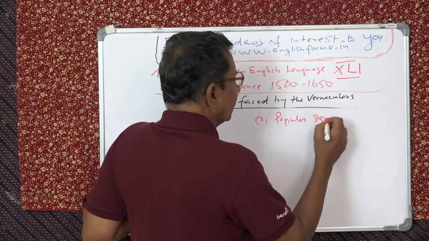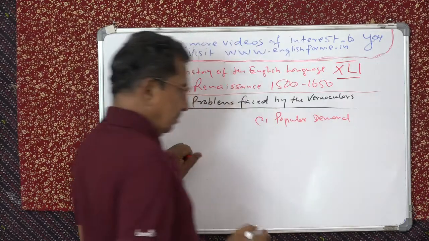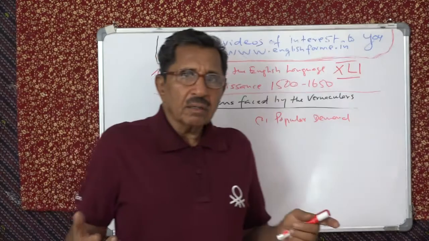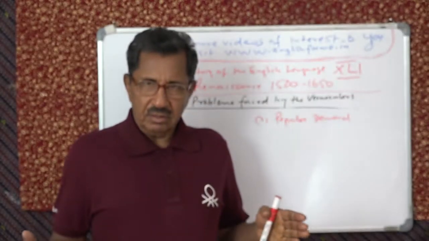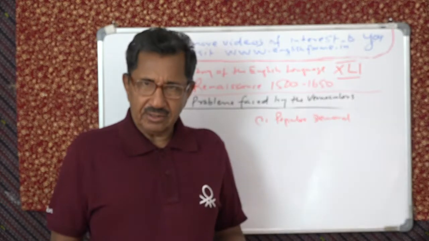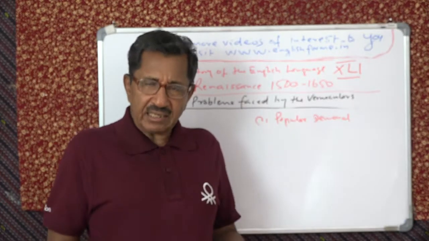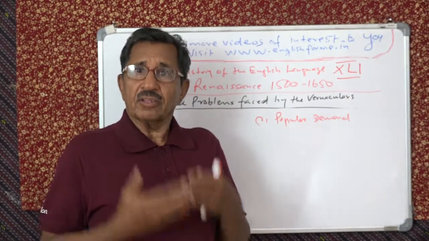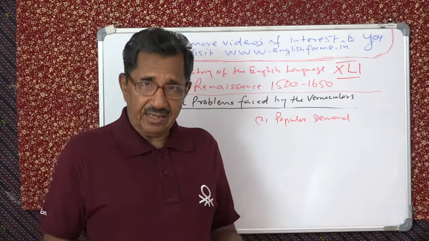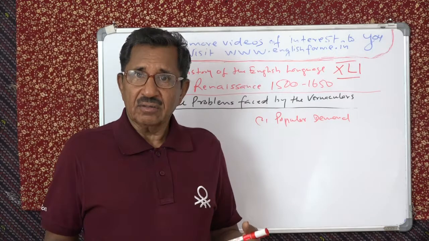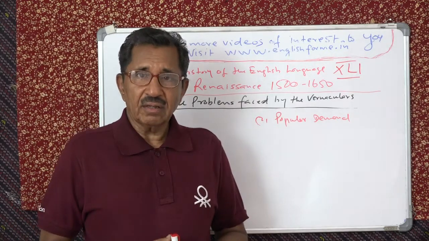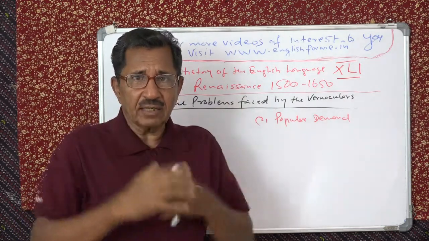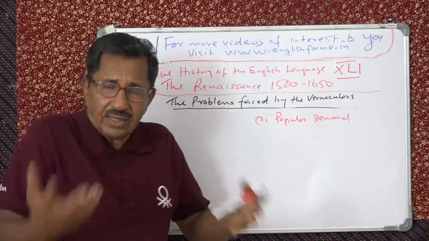Popular demand. The people demanded that it should be in English. What? So that all this knowledge, this military science, government, statecraft, then philosophy, theology, science, medicine, astronomy, these are all written in Latin and Greek. And we don't understand. We can't read.